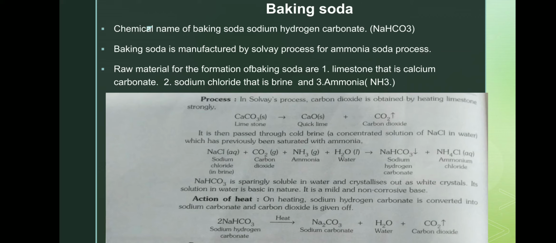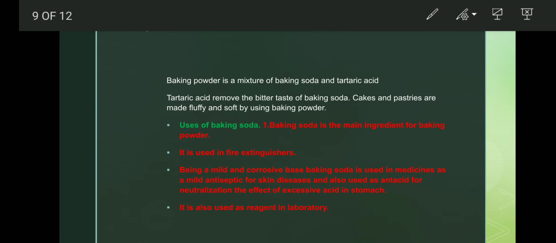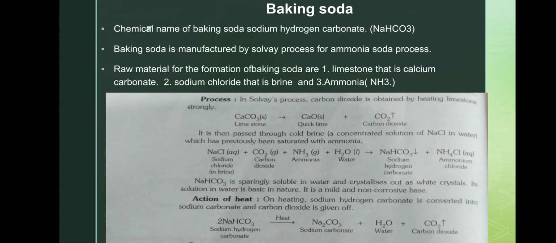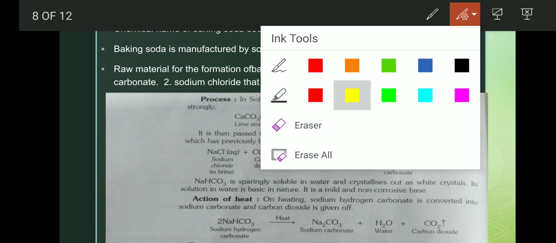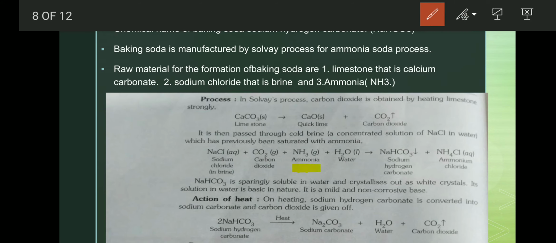So first, in the Solvay process, we require carbon dioxide. So how do we get carbon dioxide? By heating limestone. In the first equation, CaCO3, when heated, gives quicklime plus carbon dioxide. Then this carbon dioxide is passed into the ammonical brine. How is the ammonical brine formed? It is formed with the help of ammonia, carbon dioxide and NaCl. Collectively these are known as ammonical brine, right?